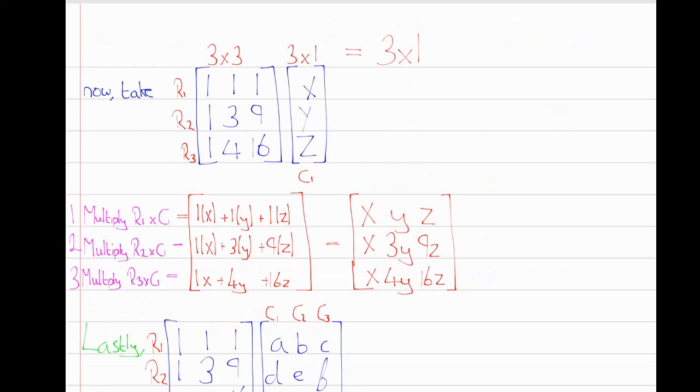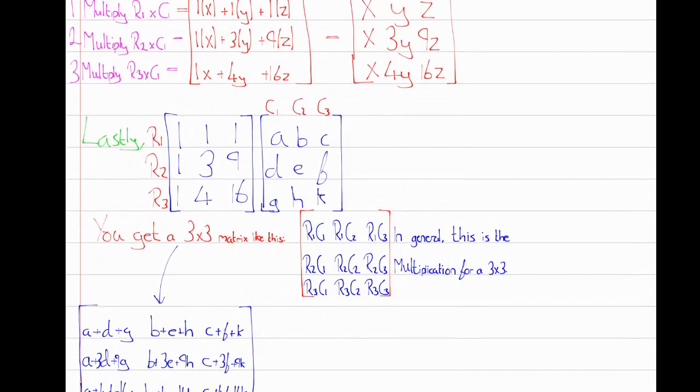Now an example of a 3 by 3 matrix, we can get the matrix 1, 1, 1, 1, 3, 9, 1, 4, 16. And we're going to multiply this by x, y, z. So to do that, we're going to multiply row 1 by column 1. So that'll give us 1 times x, 1 times y, 1 times z. We get that down here. We're then going to multiply row 2 by column 1. We get 1 times x, 3 times y, 9 times z. And then we're finally going to multiply row 3 by column 1. 1 times x, 4 times y, 16 times z. Get this down below, and simplifying this down, this is our final matrix.